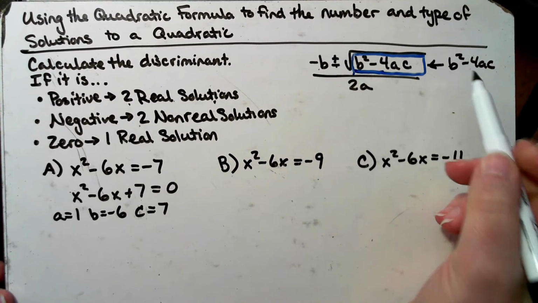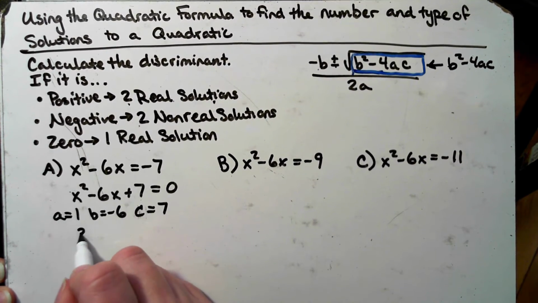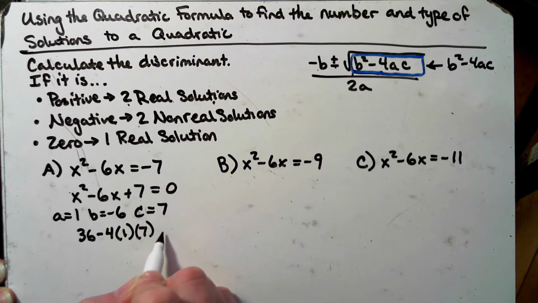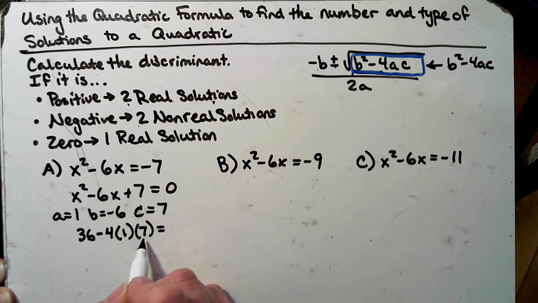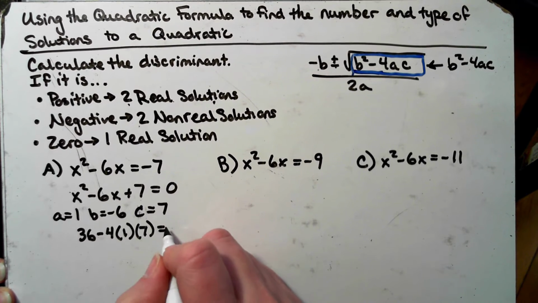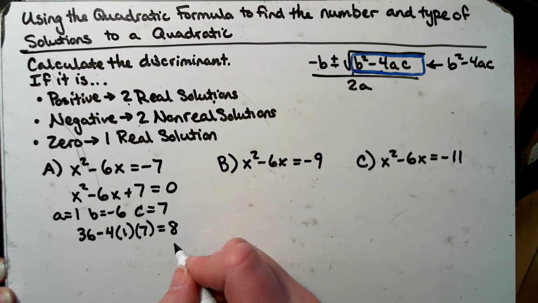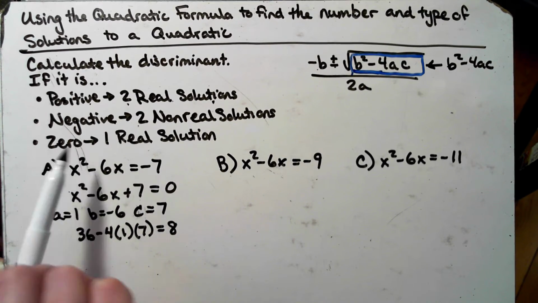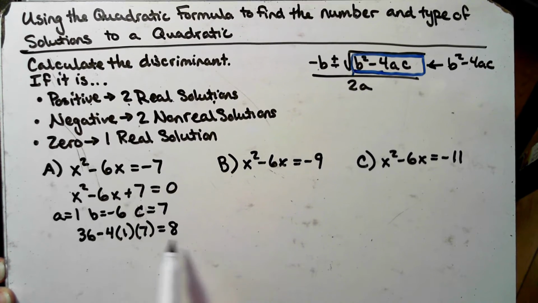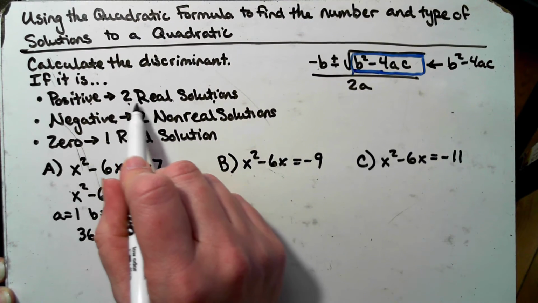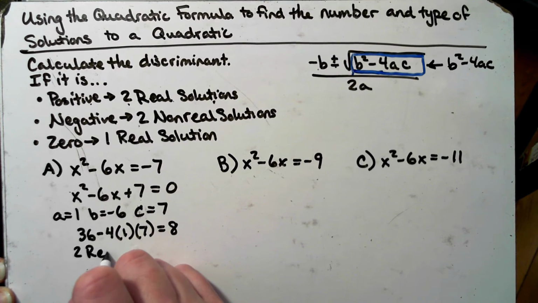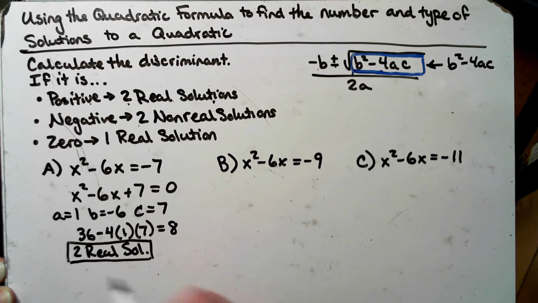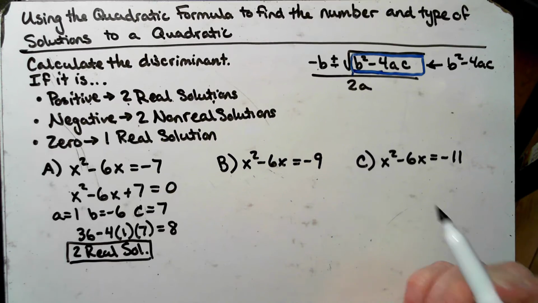So b squared is what I need first. So negative 6 squared is 36 minus 4 times 1 times 7. Now this is 36 minus 28, which comes out to a positive 8. Now you don't actually need to do the calculation. It's really just important to know if you're going to get a positive, a negative, or a 0. So I could just say 36 minus 28, oh, that's going to be positive. So my answer is two real solutions. Now notice we don't care what those solutions are, we just care that they're real, and there are two of them.